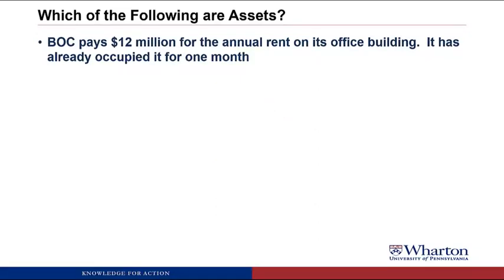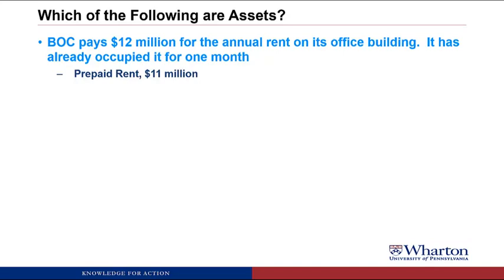This is an asset. We're going to call it prepaid rent. It meets the first criteria because in a market transaction, we paid for the right to occupy space in this office building for 12 months. The value of the benefits are also known. They're what we've paid for.